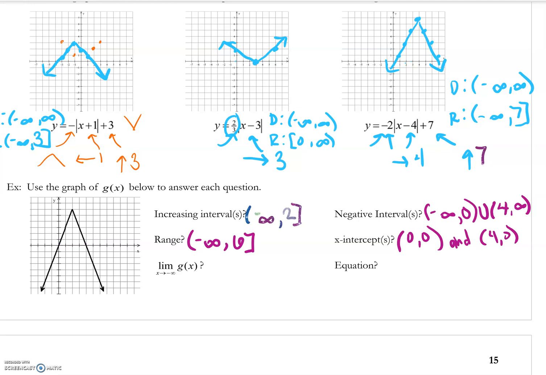This limit represents one of my end behaviors. As my x's get infinitely small, or as my eyes move to the left, my graph points down forever towards -infinity. And finally, we're writing an equation.